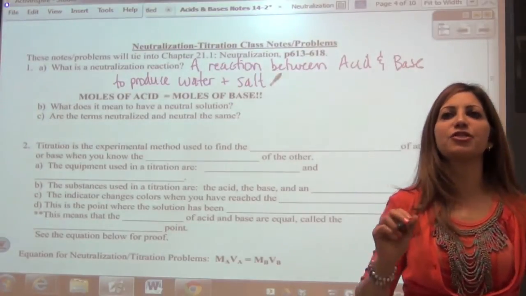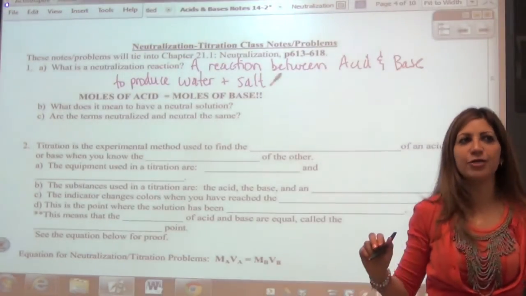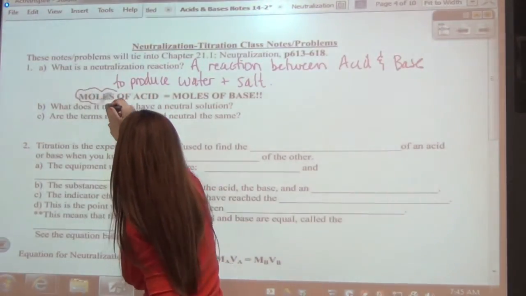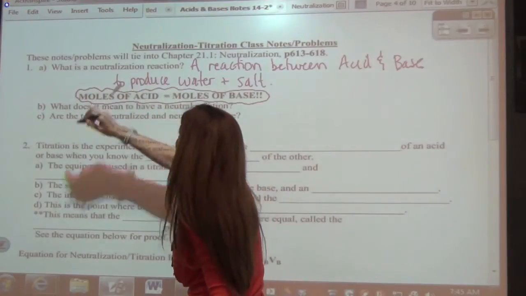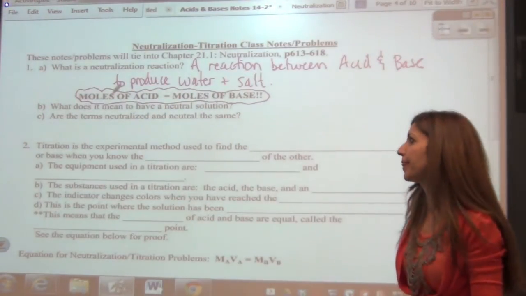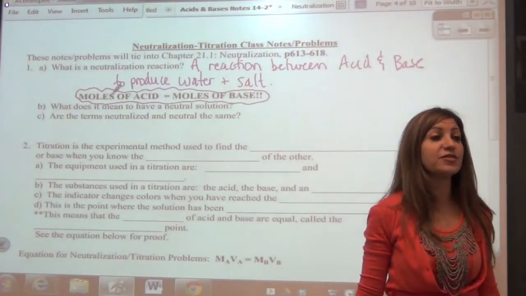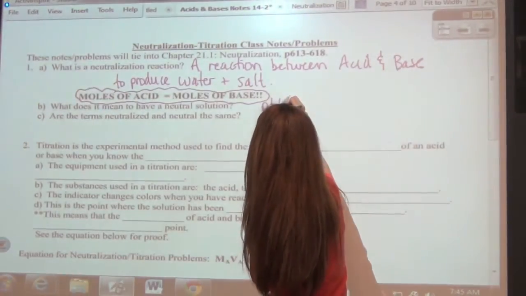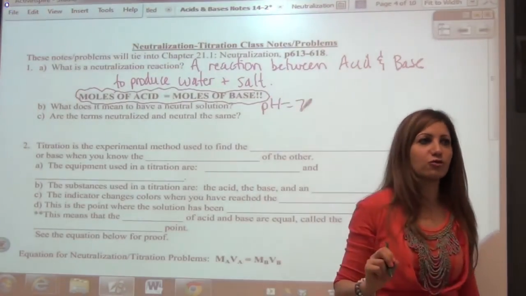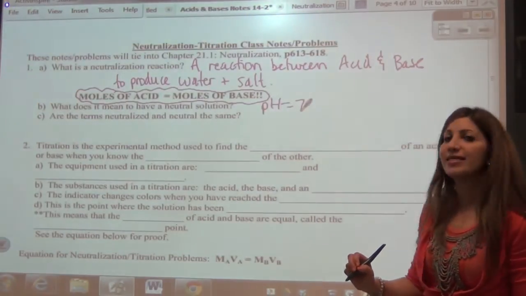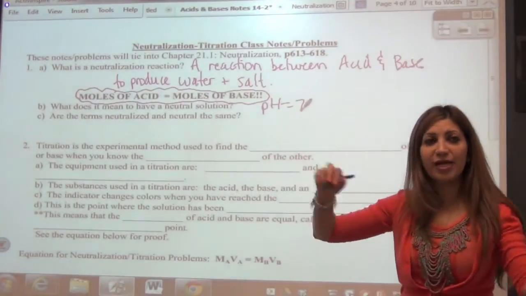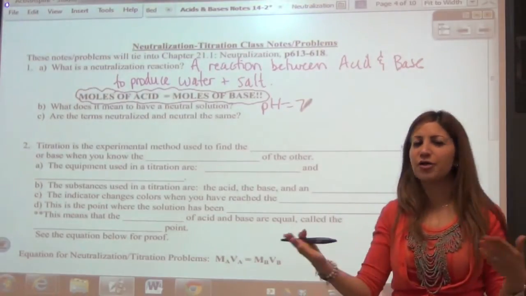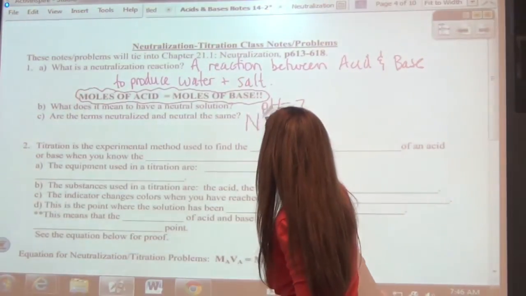People will say that it's neutral. Neutralized and neutral do not mean the same thing. If you have a neutralized solution, then your moles are equal. Okay? The moles of both of them are equal. What does it mean to have a neutral solution? If it's neutral, then what about your pH? Equal to 7. Perfect. Your pH is equal to 7 if it's a neutral solution. If it's neutralized, that's not necessarily a pH of 7. You can actually have a different pH. Your pH can be 3, and it's neutralized. It depends on how strong your acid and your base are. So, no, they're not the same.